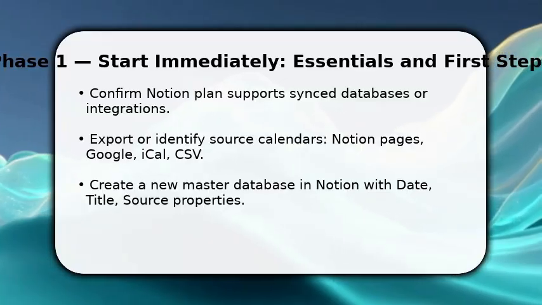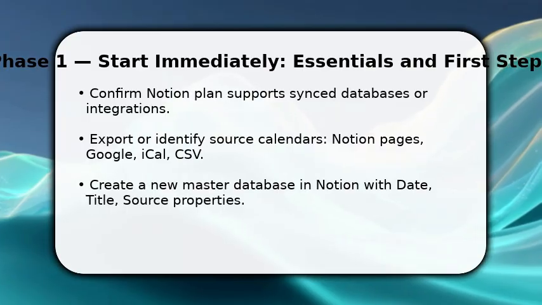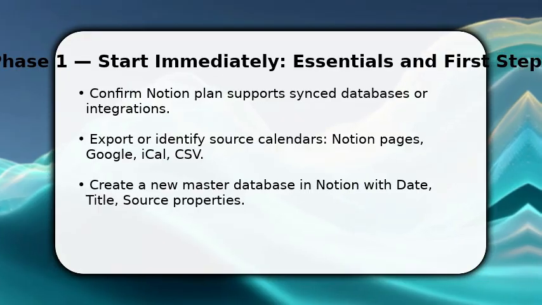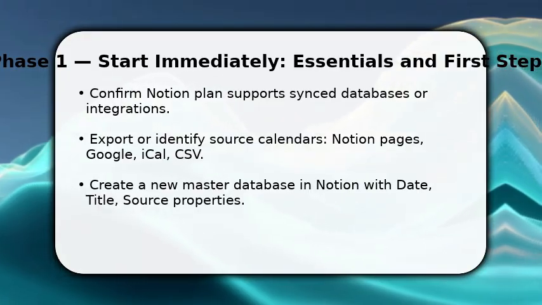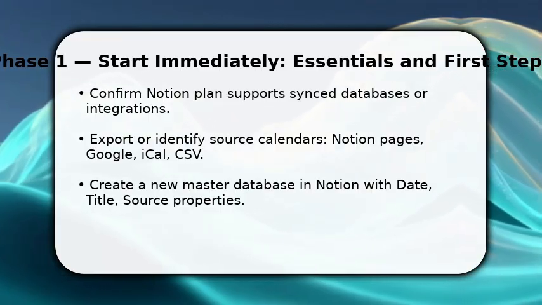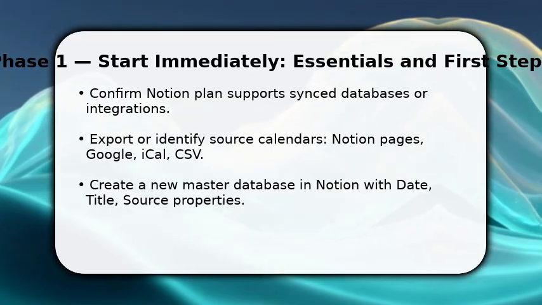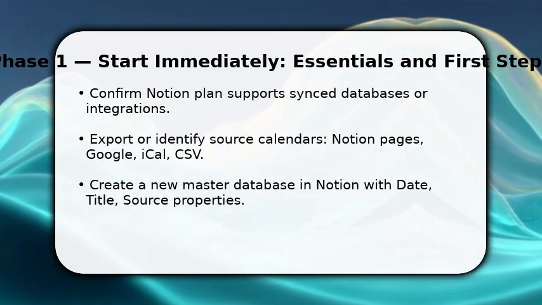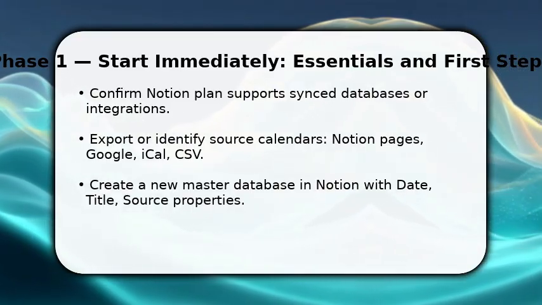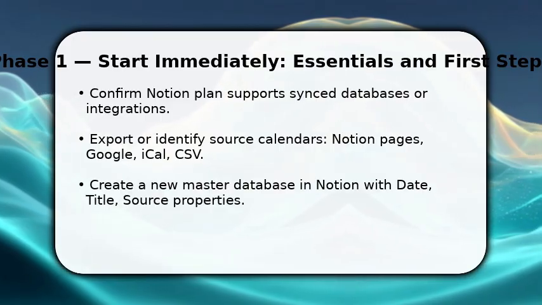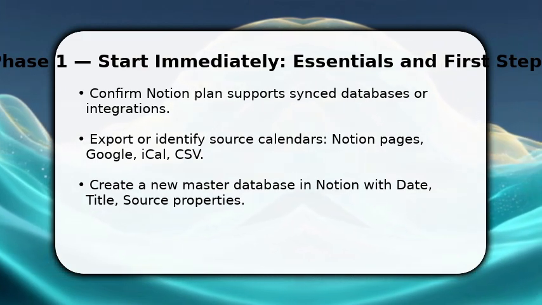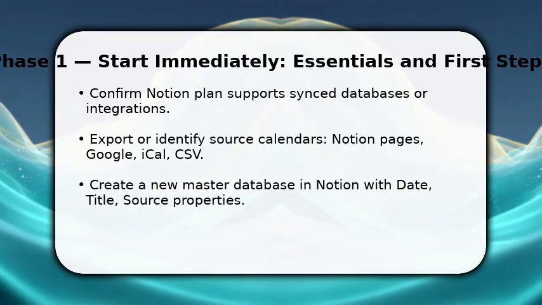You start with minimal setup. Make a master calendar database in Notion and define date, title, and source properties so entries merge cleanly. Once done, gather your sources, export CSVs, connect Google Calendar, or locate Notion pages you'll pull from. Then, import or link one source to test field mapping. Make sure dates import as date types and titles map to title. This first step prevents duplicate schemas later and explains why consistent properties matter for filtering, sorting, and future automations.